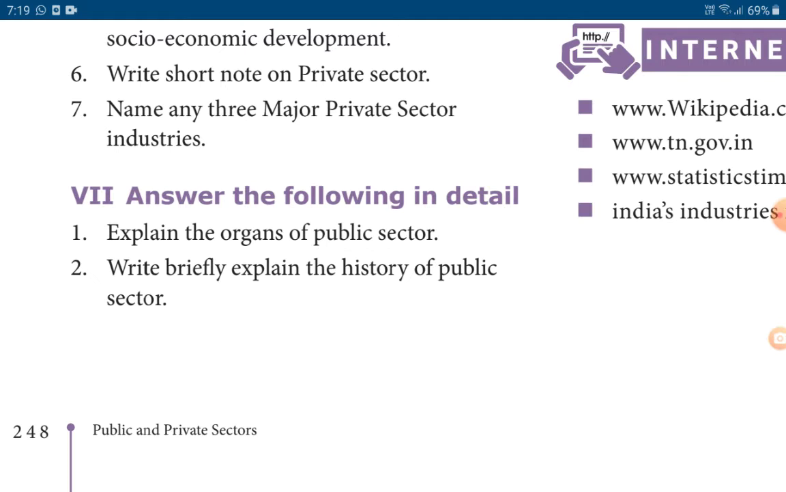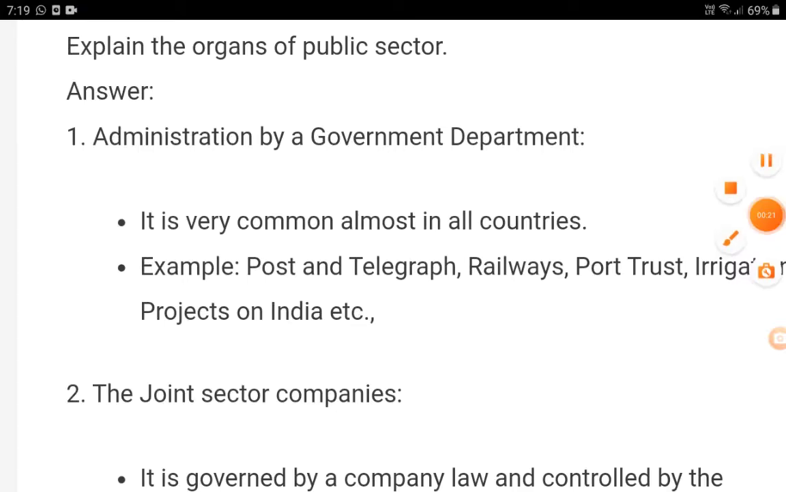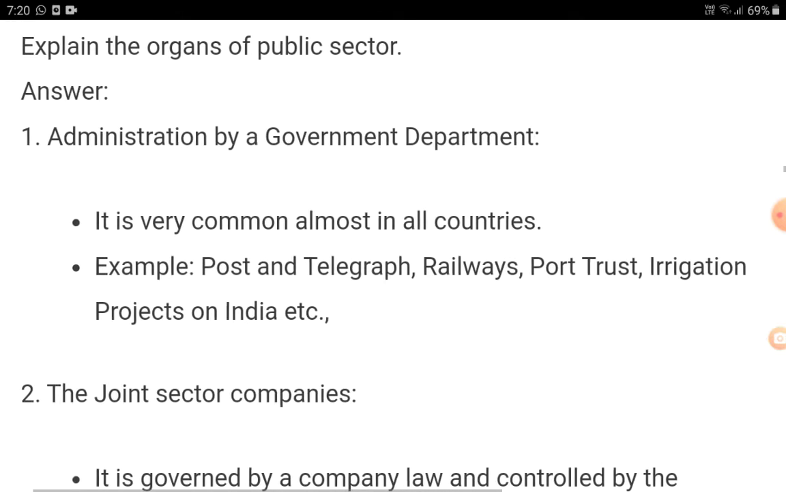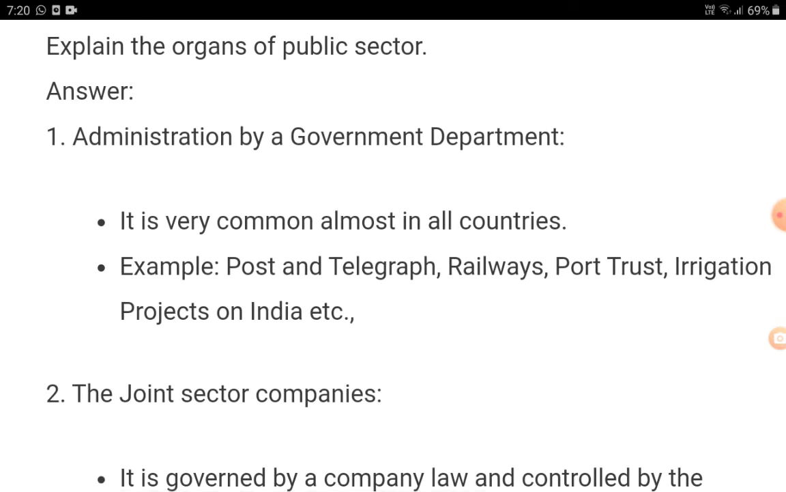First question, explain the organs of public sector. Organs of public sector: first, administration by a government department. It is very common almost in all countries. For example, post and telegraph, railways, port trust, irrigation projects in India, etc.